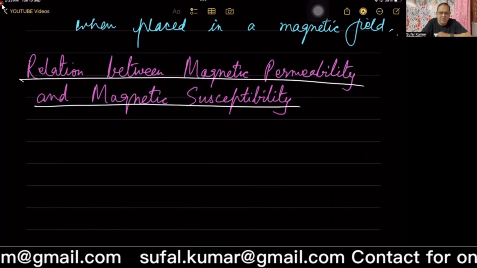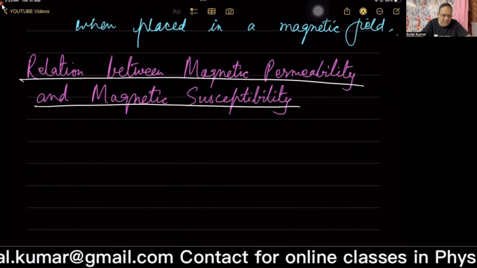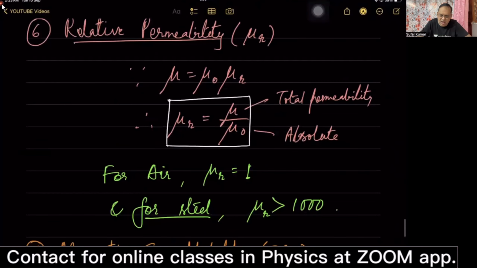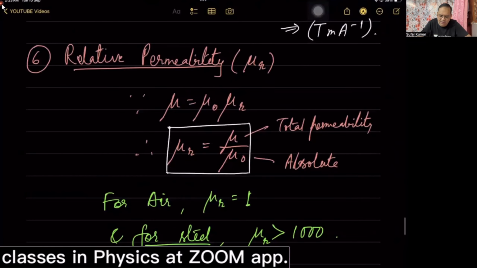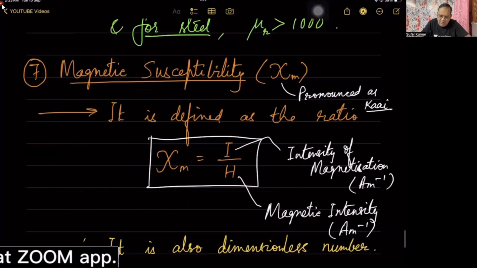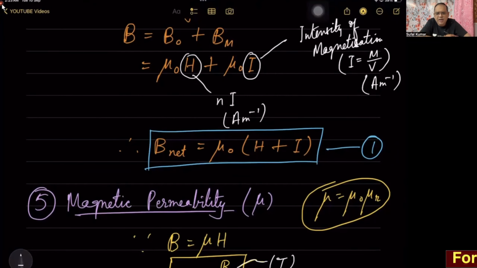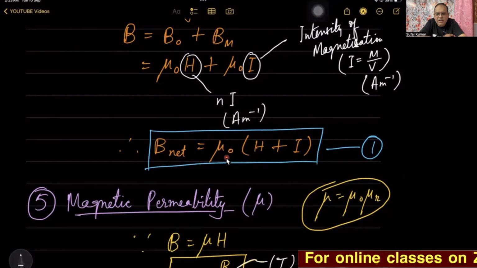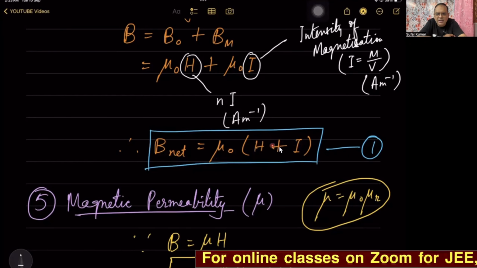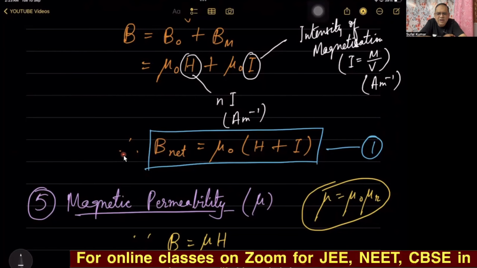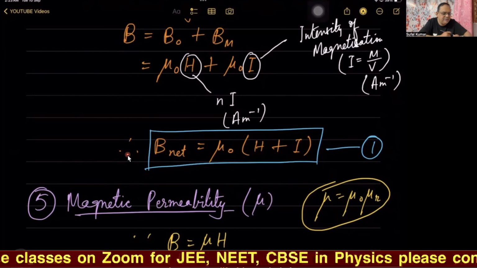Already basic background we have created. We have been just in the above paragraphs. I'm reminding we came across one discussion. Yeah, as you can see here, B net is equal to mu naught times H plus I. From here, we'll be proceeding.